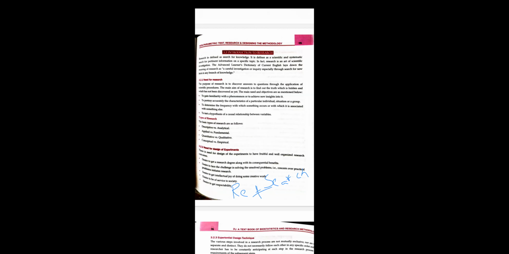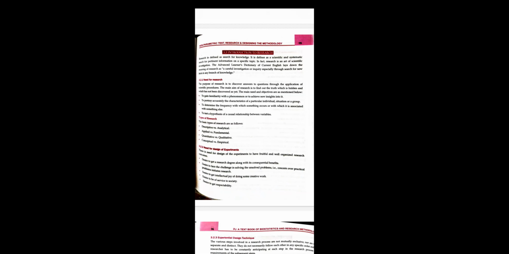It also defines the scientific and systematic searching for patent information on a specific topic. Patent information is one of the rights. It defines the systematic search of information. First definition: research is defined as searching for knowledge.